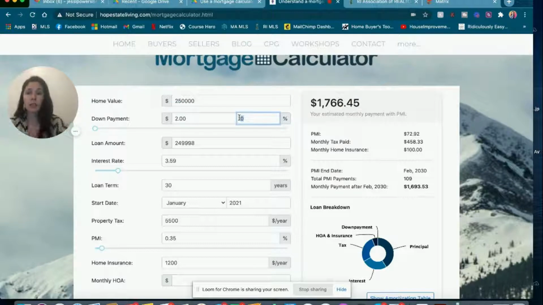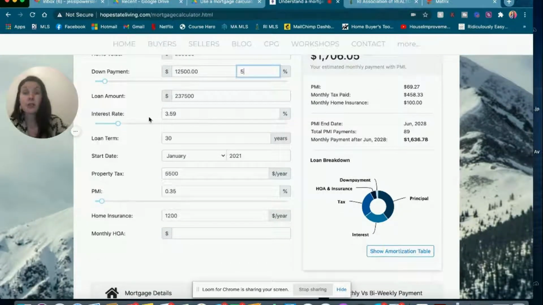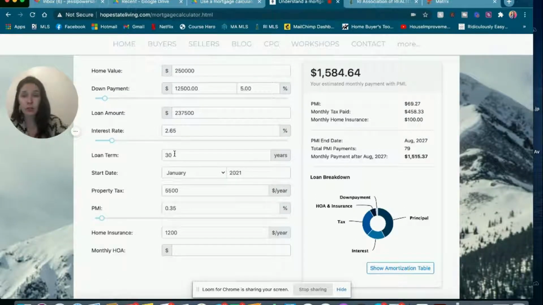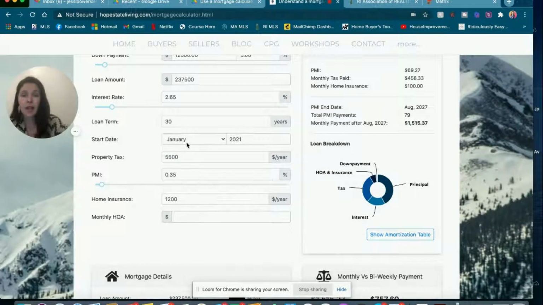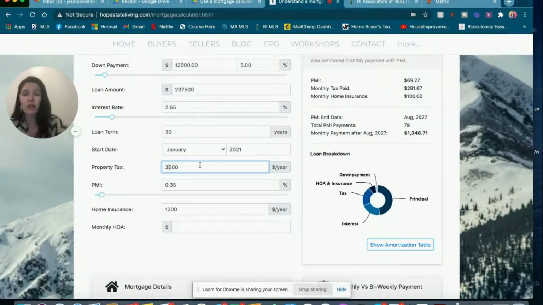And let's say we're going to do a 5% down. That's $12,500. Now, let's say your interest rate is somebody locked in today at 2.65, which is incredible. If you're thinking about doing a 15-year loan, or if you want to look at the numbers right there, you can put that in. And your property taxes, I would say probably around $3,500. The more accurate that you can get these numbers, obviously, the better that you're going to get.